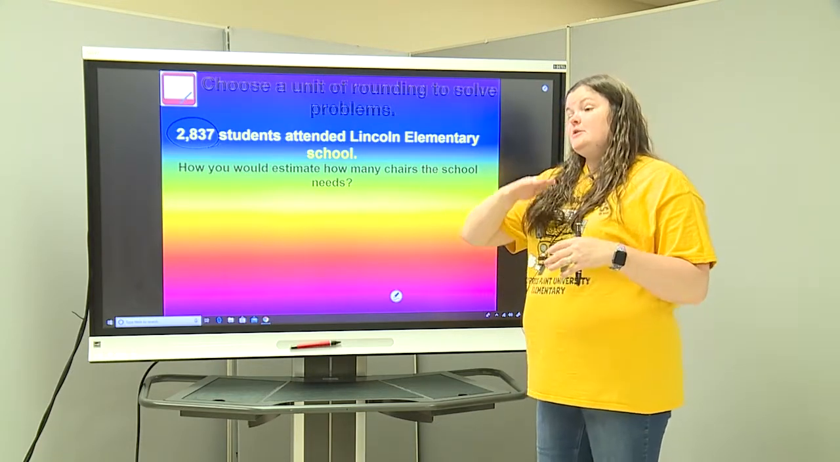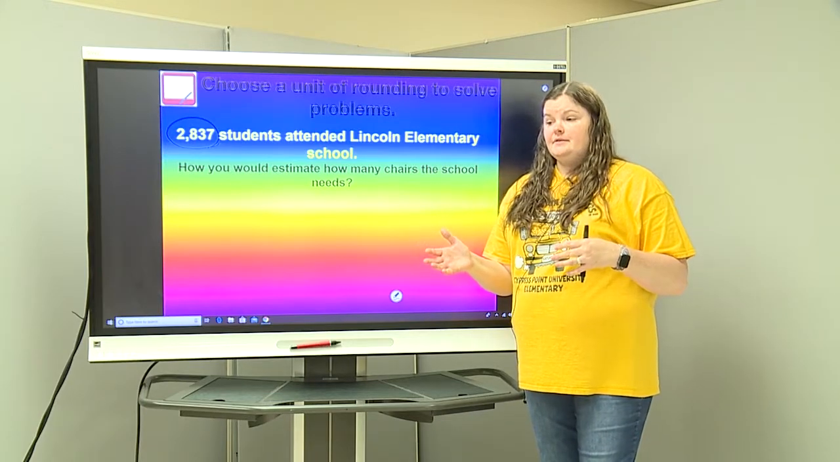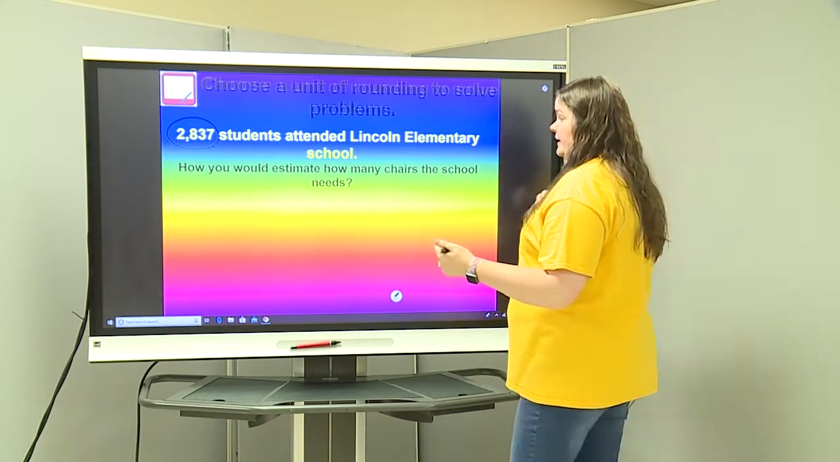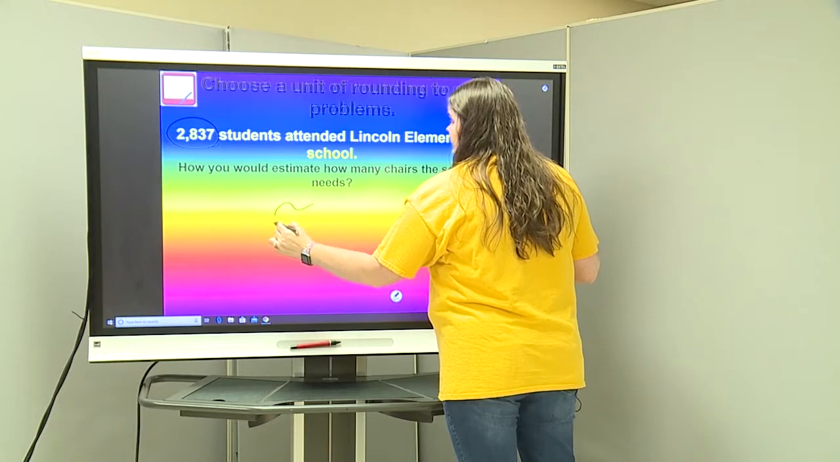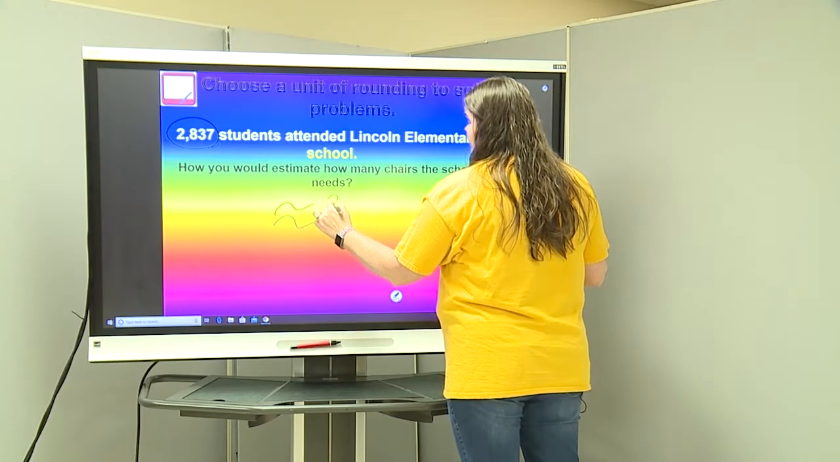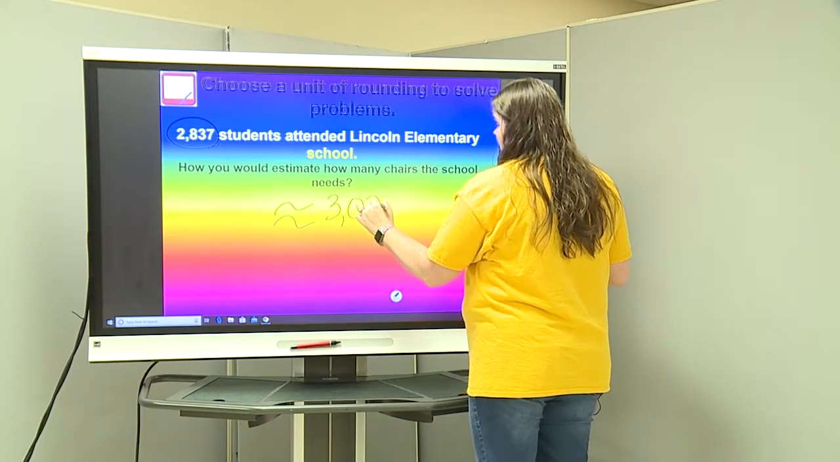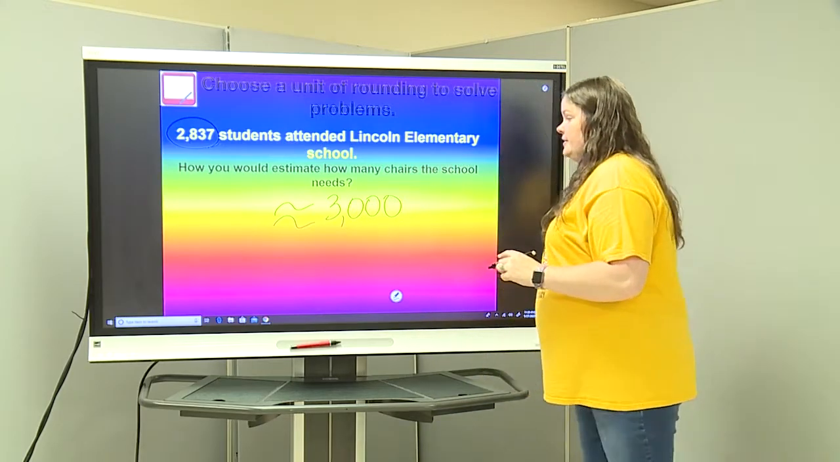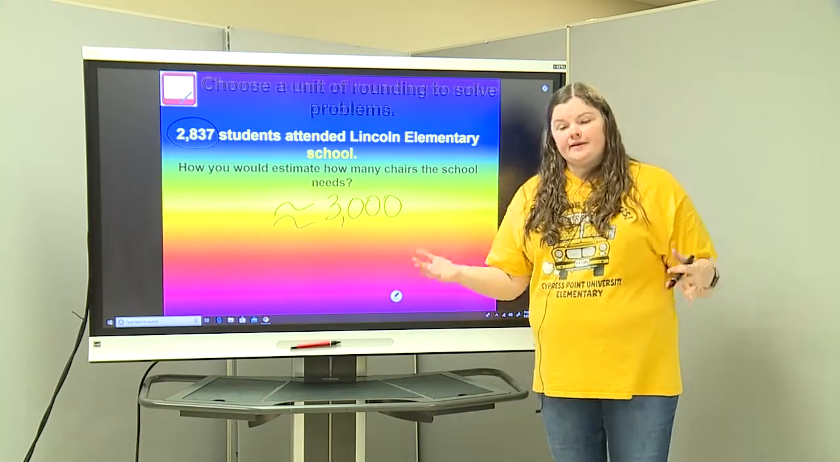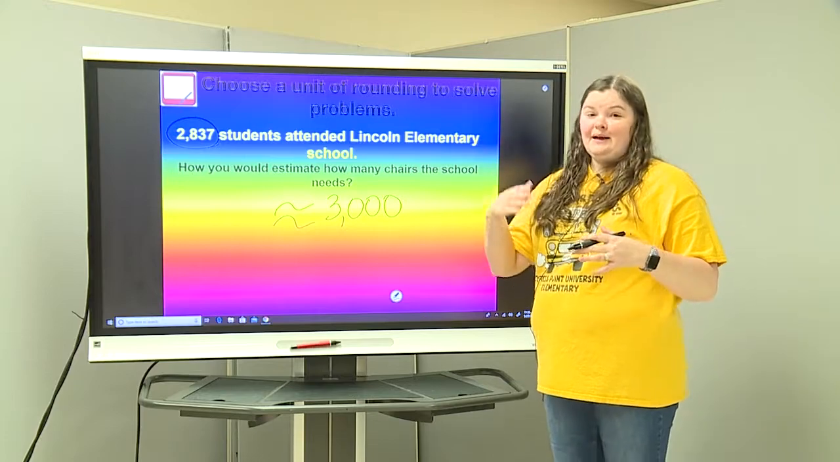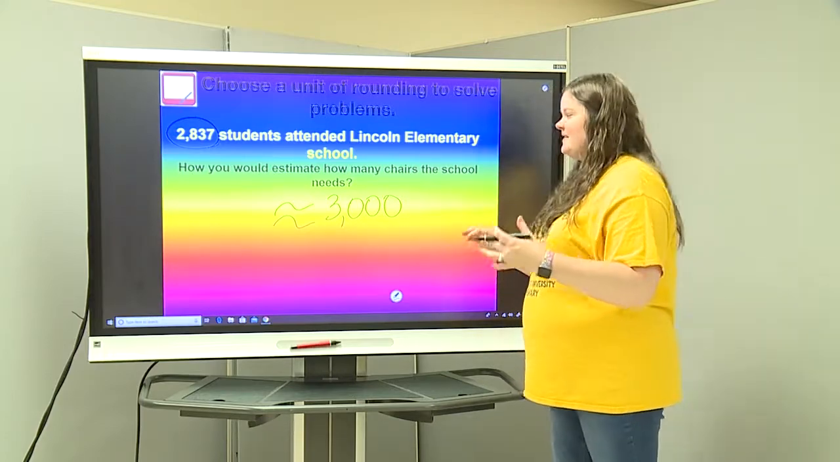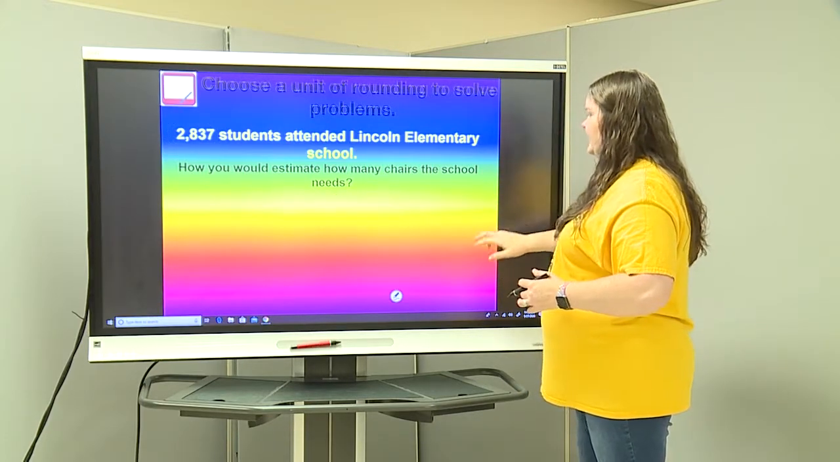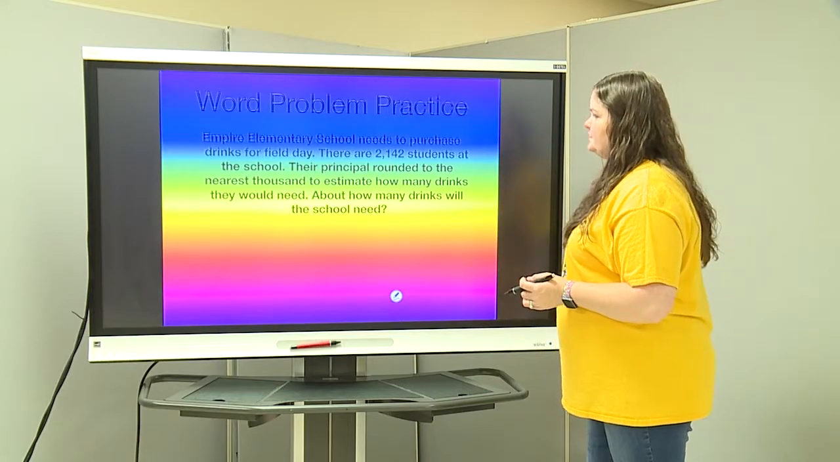Since it goes above the midpoint of 2,500, we could round it up and say that Lincoln Elementary needs about 3,000 chairs. It gives them some extra. It's always better to round up than to round down. So they would need about 3,000 chairs for their school.